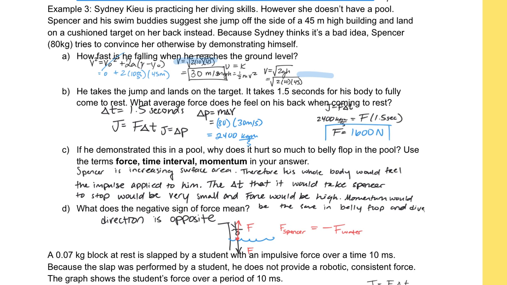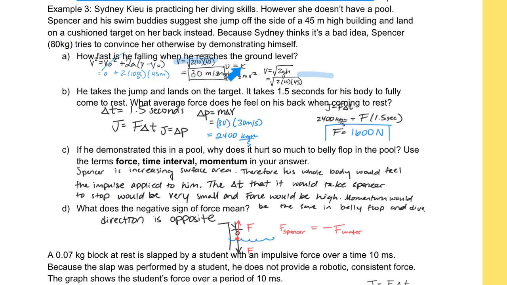So example number 3, Sydney Q is practicing her diving skills. Spencer comes along and suggests that she jumps off the side of a building. Why would you do that, Spencer? And then land on a cushioned target. Because Sydney thinks it's a bad idea, Spencer wants to convince her.